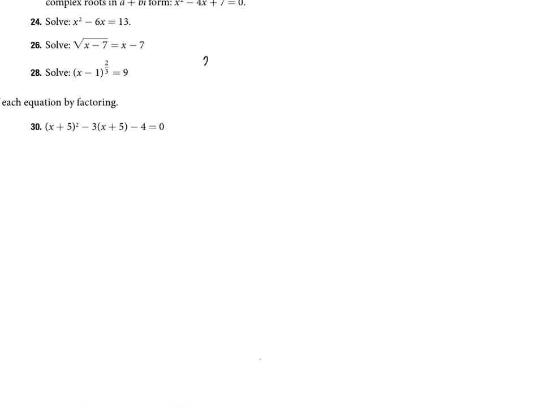Number 28. Okay, so we're going to solve. So we have x minus 1 to the 2/3 power is equal to 9. So you want to rewrite this using radicals. So the top is the exponent and the bottom is the root. So you want to know that this is the cube root of x minus 1 squared is equal to 9. So the first thing you want to do is get rid of the cube root. So to get rid of a cube root, you're going to cube both sides.